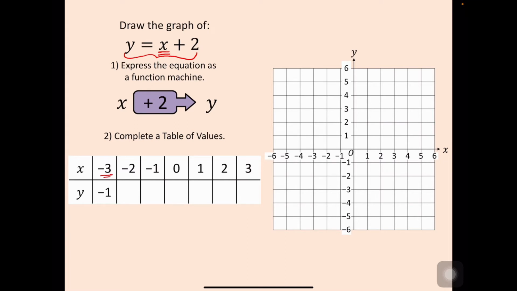So negative 3 plus 2 is negative 1. Negative 2 plus 2 is 0. Negative 1 plus 2 is 1. And what I want you to look at here is the function machine. Look at the rule of a function machine. We're adding 2 to each x value to get the corresponding y value.